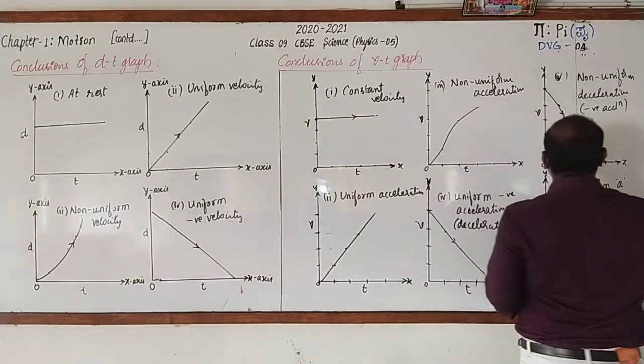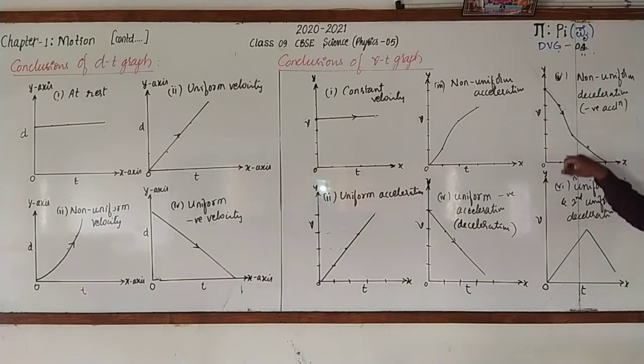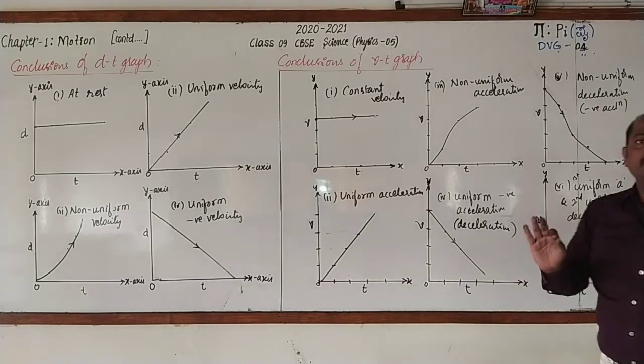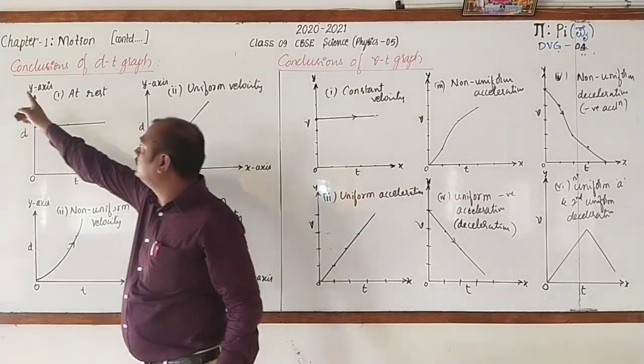Then here you can come to fifth one. Here you can come to know that there is decrease in the velocity unequal in equal intervals of time. Hence you can say that it is non-uniform deceleration. And here you can see both uniform acceleration and uniform deceleration. Clear? So now you have to pause the video and please copy from there to here.